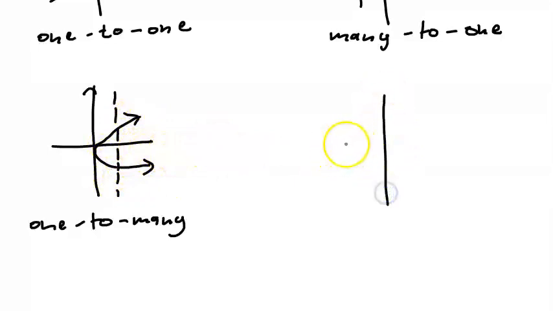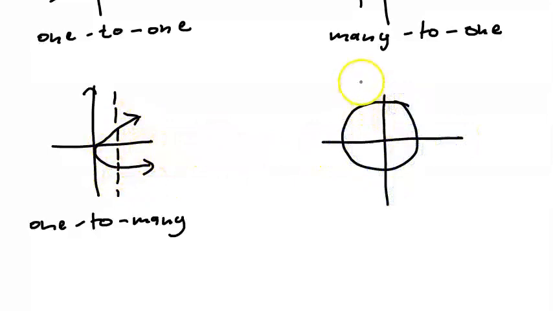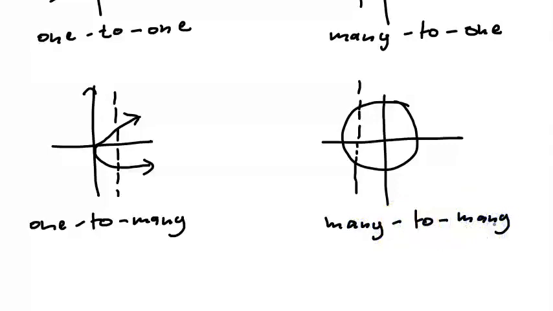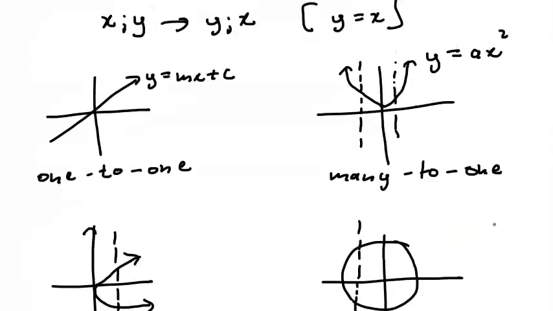And lastly, let's look at a circle. So once again you can see that by the vertical line test, it would intersect it at 2 points, therefore this is not a function, and this relation is referred to as a many-to-many relation. Okay, so in a nutshell, we should know the definition of a function, and we should also know what the vertical line test is.